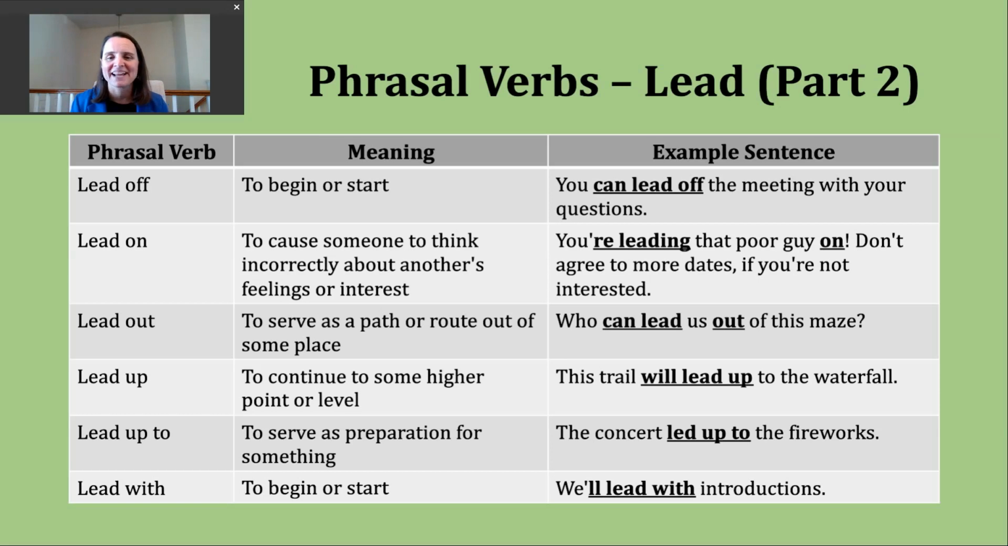Okay. Now, on this page, I know I didn't stop often and point out the different verb tenses that are being used, and that's because we have some repetition here. So you're leading that poor guy on. That's present progressive or present continuous. This trail will lead up to the waterfall. That's an example of simple future. The concert led up to the fireworks. That's simple past tense.